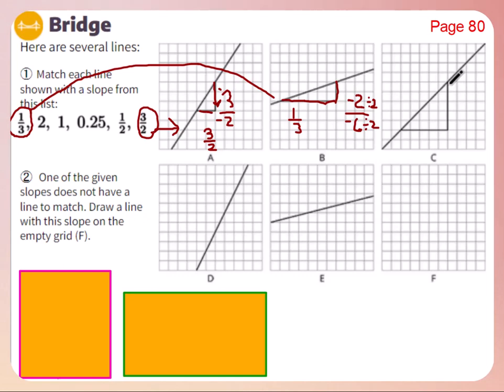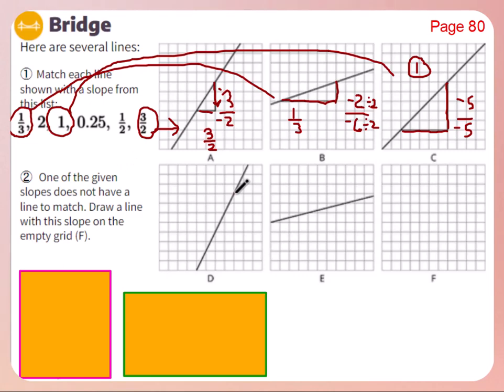All right, let's go to C. We're going to go down 1, 2, 3, 4, 5. So that's negative 5. And then to the left, 1, 2, 3, 4, 5. 5 divided by 5 is 1. A negative divided by a negative is a positive. So here we match up with negative 1.